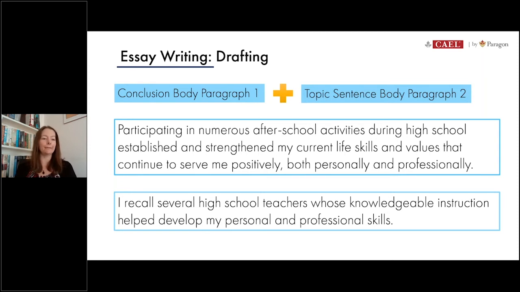I'll read out loud now. "Participating in numerous after-school activities during high school established and strengthened my current life skills and values that continue to serve me positively, both personally and professionally. I recall several high school teachers whose knowledgeable instruction helped develop my personal and professional skills."